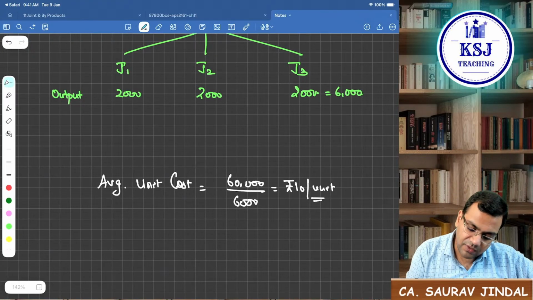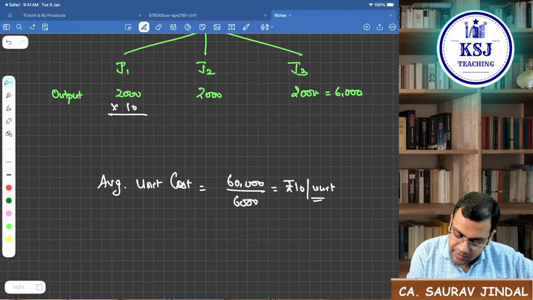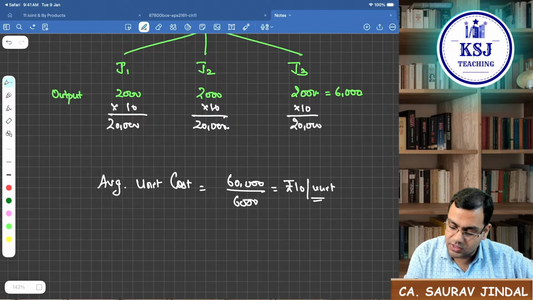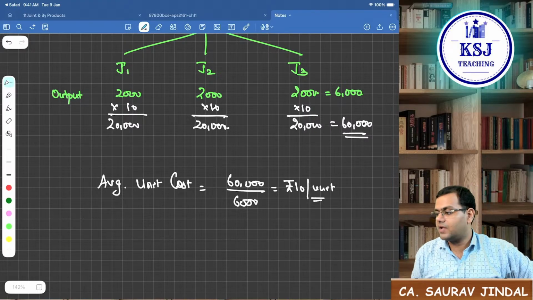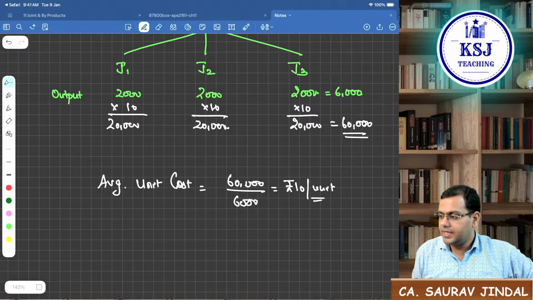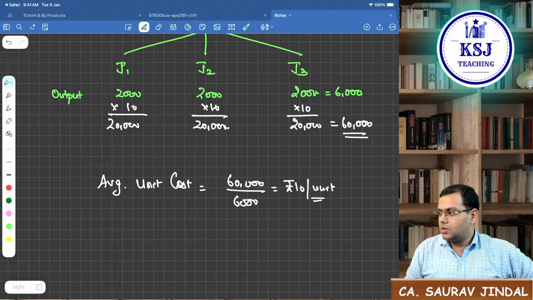So for J1, what will be the cost? Multiplied by 10, that is 20,000. For J2, what will be the cost? Multiplied by 10, that is 20,000. And for this also multiplied by 10, that is 20,000. So 60,000 is distributed like this on the basis of average unit cost. Right, so this is another method. Clear with this, everyone?